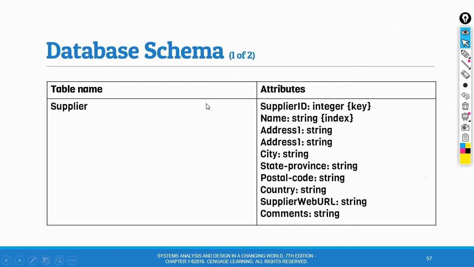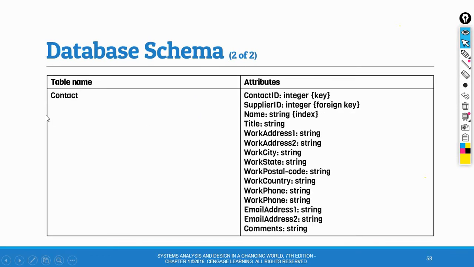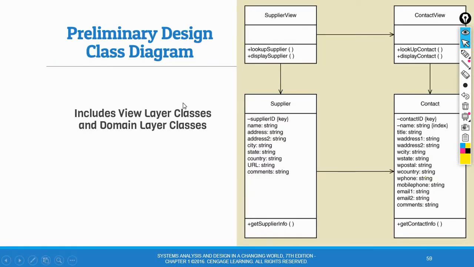This figure shows a tabular form for the database, for the supplier and then for the contact. And this figure here shows an enhanced class diagram. As you can remember, we already created a class diagram before, but this one is an enhanced class diagram which provides the detail required to create the database schema.